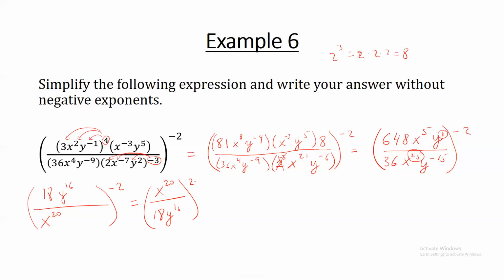And now we can distribute the exponent of 2 into each term. So we multiply the exponents, we get x to the power of 40 over 18 to the second power. Well, 18 times 18 is 324. And y to the 16th squared, we multiply 16 by 2 and get 32. So y to the power of 32. And looks like there's nothing more that we can do, so that will be our final answer.